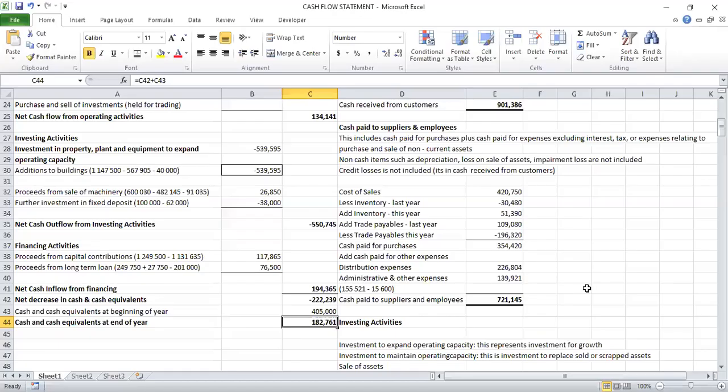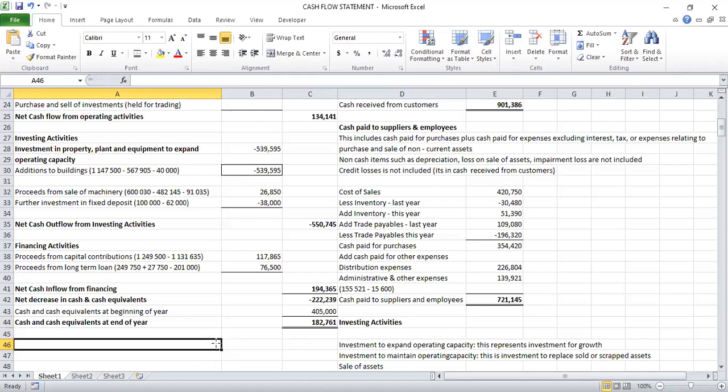All right, so this is how we prepare a statement of cash flows. Any questions there? Eugene, yes.